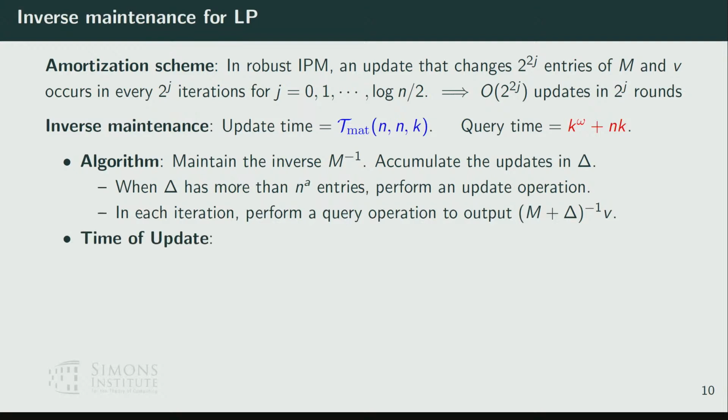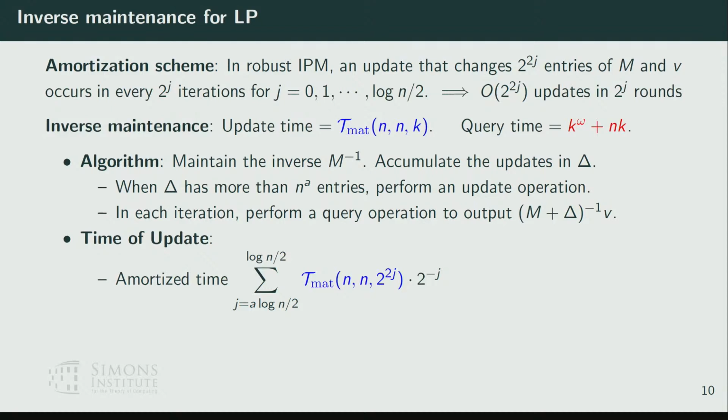So what is the time of the update? Well, we just compute the amortized time. Because we only call this update operation when we have more than n to the a size of updates, we can sum j from a log n over 2, because this exactly corresponds to 2 to the 2j equals n to the a, up to j equals log n over 2. And this is the cost of the update operation.